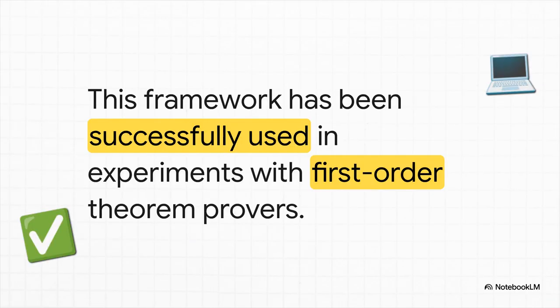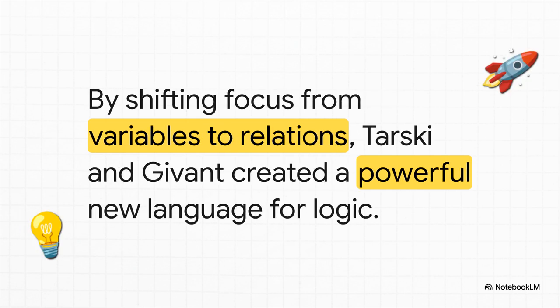And this is not just theory. The Tarski-Givant framework has been put to the test. It's been used successfully in actual experiments with automated theorem provers, showing that this seemingly abstract idea has some serious real-world computational muscle. So what's the big takeaway here? By making this one single fundamental shift, by going from focusing on objects to focusing on the relations between them, Tarski and Givant didn't just find a neat party trick, they created a whole new, powerful, and incredibly efficient language for doing logic.